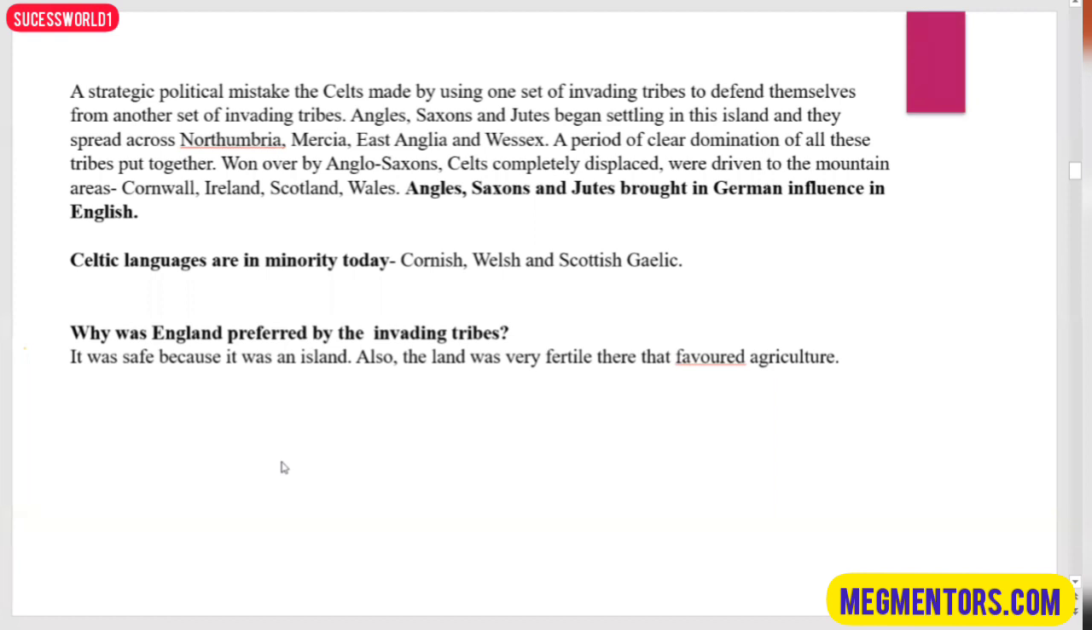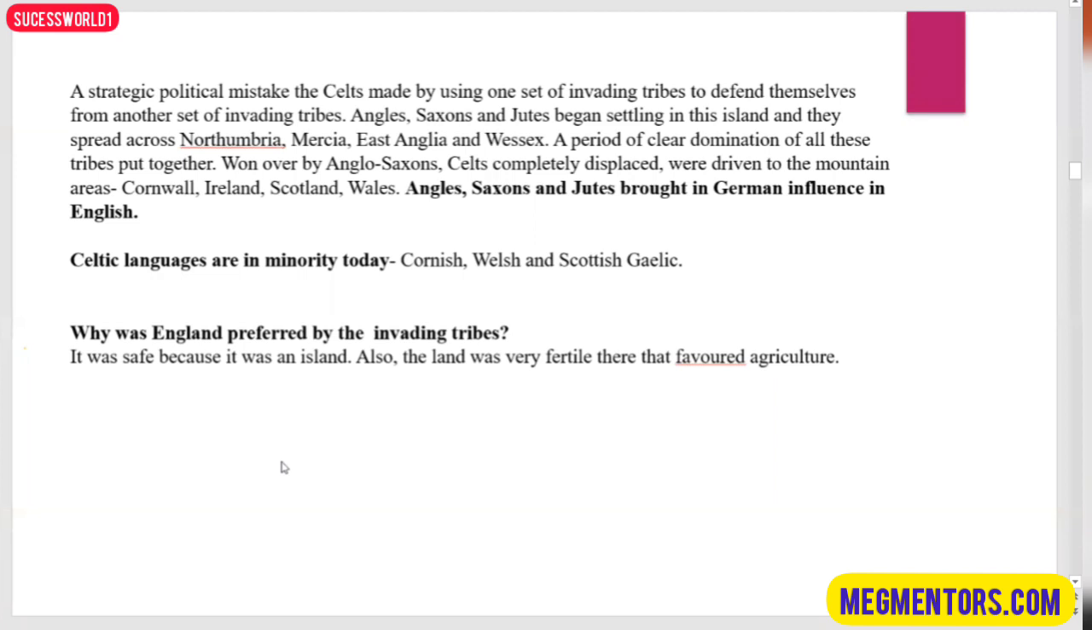But this was a huge mistake. Why? Because the Celts themselves got displaced in this process by the Anglo-Saxons and Jutes, who migrated in large numbers to England. And thus, with their mass migration, came the German influence into the English language. There are a few Celtic languages that are now in a minority, because the Celts were pushed to the status of a minority tribe. These Celtic languages are Cornish, Welsh, and Scottish Gaelic. This is very important, so you must remember this.